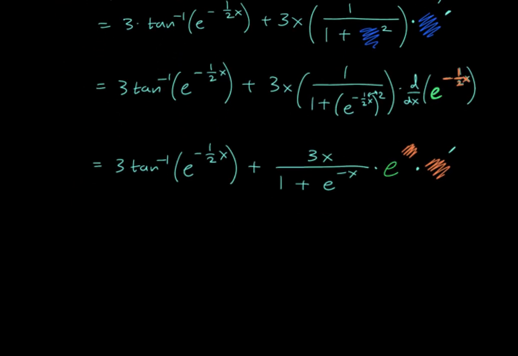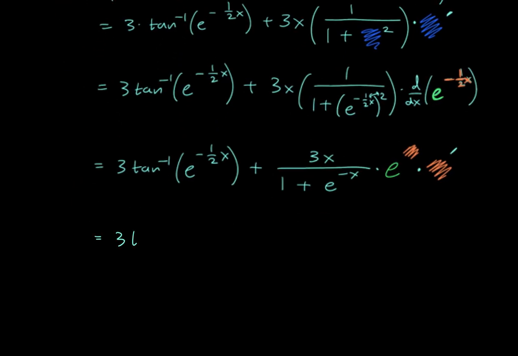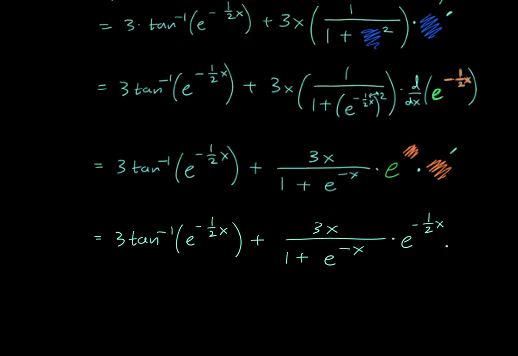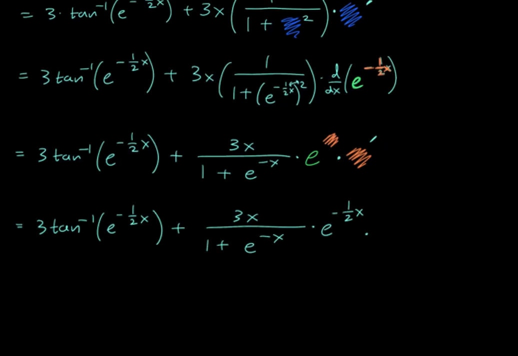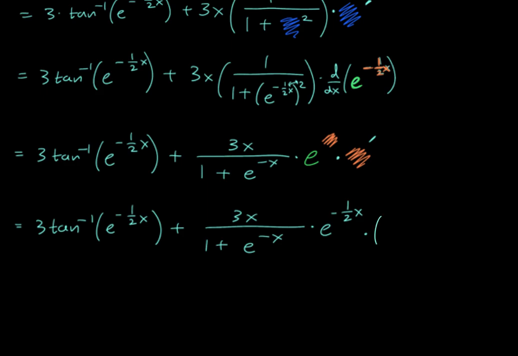Okay. So rewriting, I have 3 times tangent inverse of e to the negative 1/2 x plus 3x divided by 1 plus e to the negative x, times e to the orange thing, which is negative 1/2 x, times the derivative of that orange thing. I'll just go ahead and I won't do any more details here. That's clearly negative 1/2. The derivative of this orange thing right here is simply a number times the variable x, leaving me with just negative 1/2.